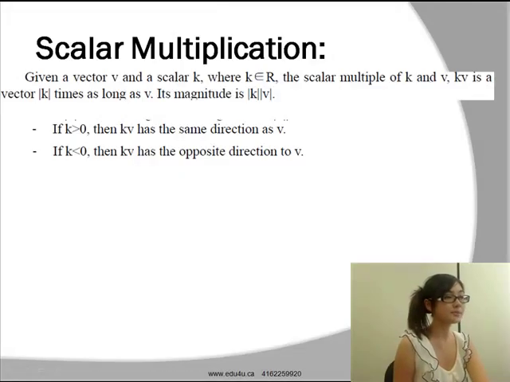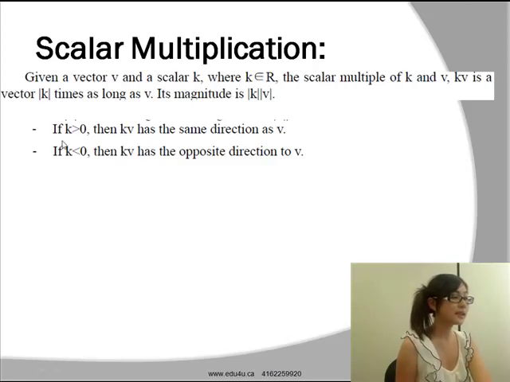Let's start with scalar multiplication. Given a vector v and a scalar k, where the scalar k belongs to all real numbers, then the scalar multiple of k and v, which is k times v, is a vector of magnitude k times as long as v. Its magnitude is the magnitude of k times the magnitude of v.